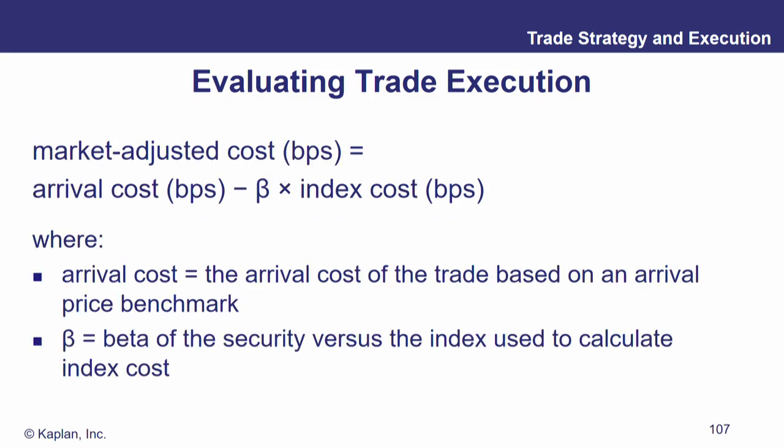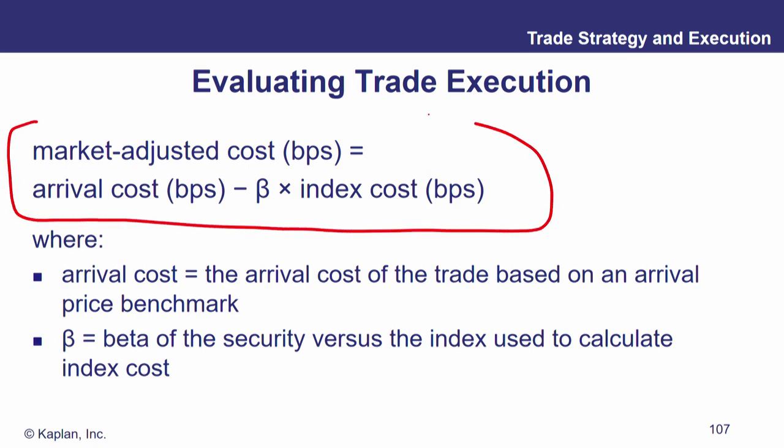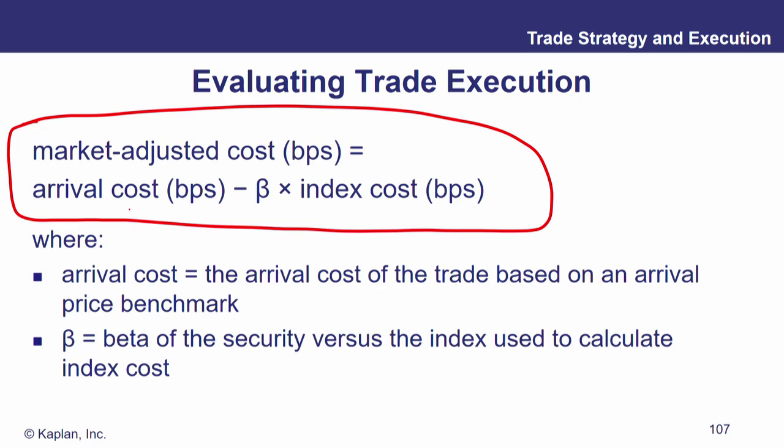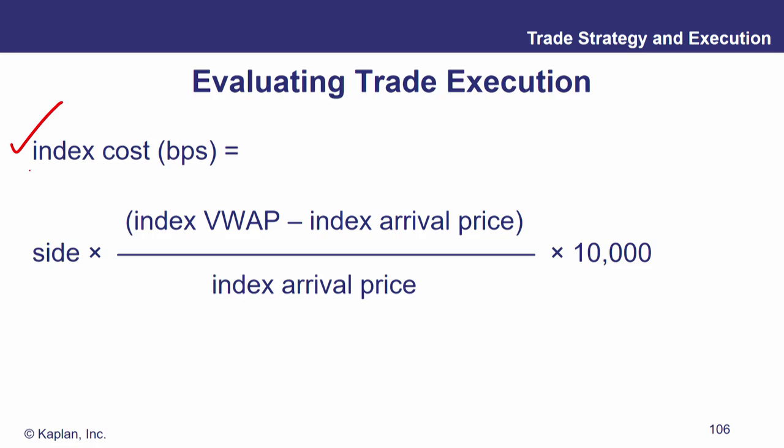But ultimately we want the market adjusted cost in basis points. So what does that mean? Let's look at the formula. First, we have to calculate the arrival cost in basis points. Hopefully they give that to you, but if they don't, you might have to calculate it. What is this arrival cost? It's the cost of the trade based on the arrival price benchmark. Then we use the beta of that security, and the index cost, that was the last formula. Remember, we showed you how to calculate index cost.